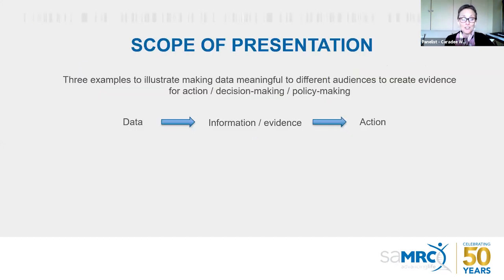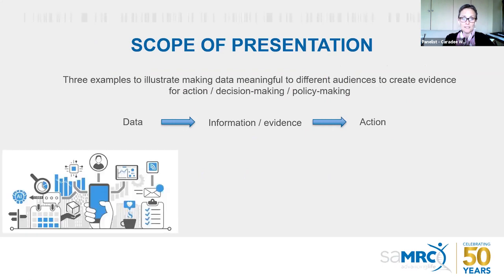So I'd like to use 3 examples today to illustrate how we can make data meaningful to different audiences to create the evidence for action, decision making, and policy making. The first lot is around the data itself. I'm going to look at 3 different studies. The first is around infectious disease and climate change. Then we've got one around air quality and health. And then the last one is around heat and health.